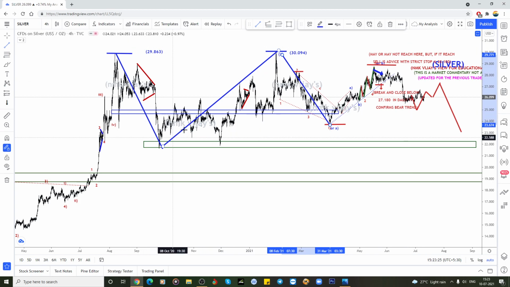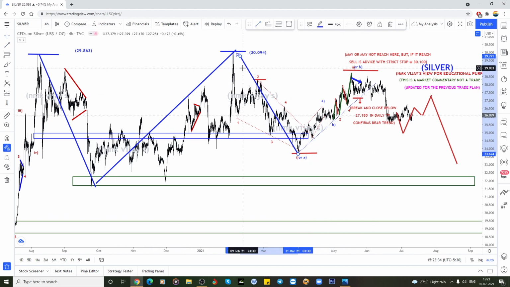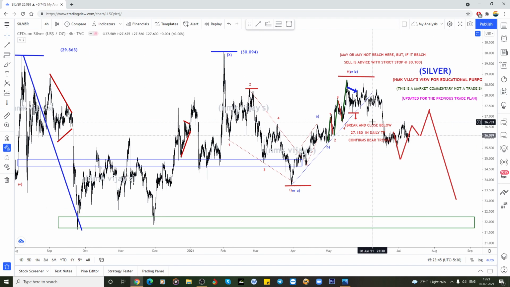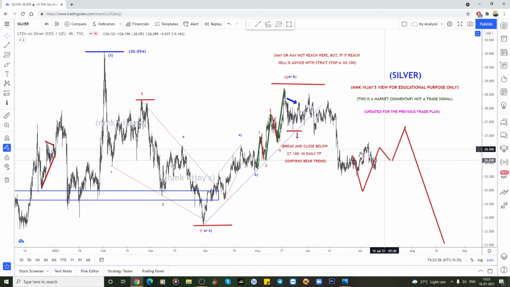Or this could be A, this could be B, and C means it could break this, and again it may bounce. So here also there are a lot of possibilities, but I'm looking only for a sell, not for a buy. It is looking like a triangle, but this wave is a 5-wave structure. So I'm looking for the 3-wave structure here, and it has already done it.